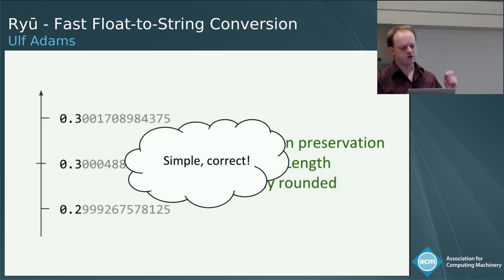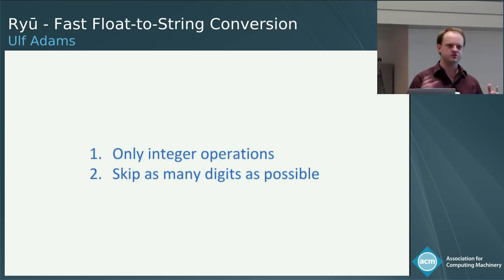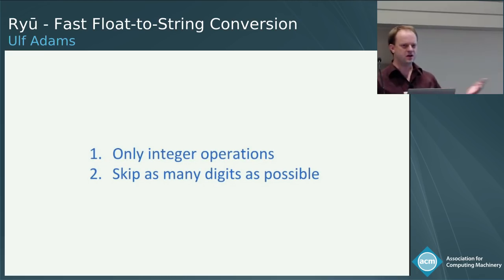All right, so I'm going to look at 2 steps here. The first one is I'm going to change these computations to only use integer operations. And then when I cut off digits, I want to cut off as many as possible. And I hope that I will be able to convince you that I can do this correctly, although there is one piece that I will have to defer to the paper because it's pretty complicated.